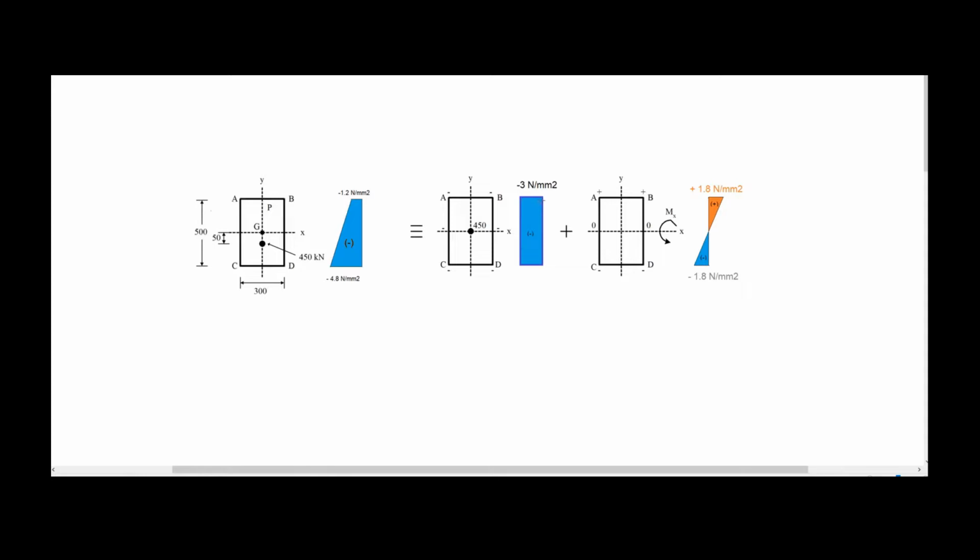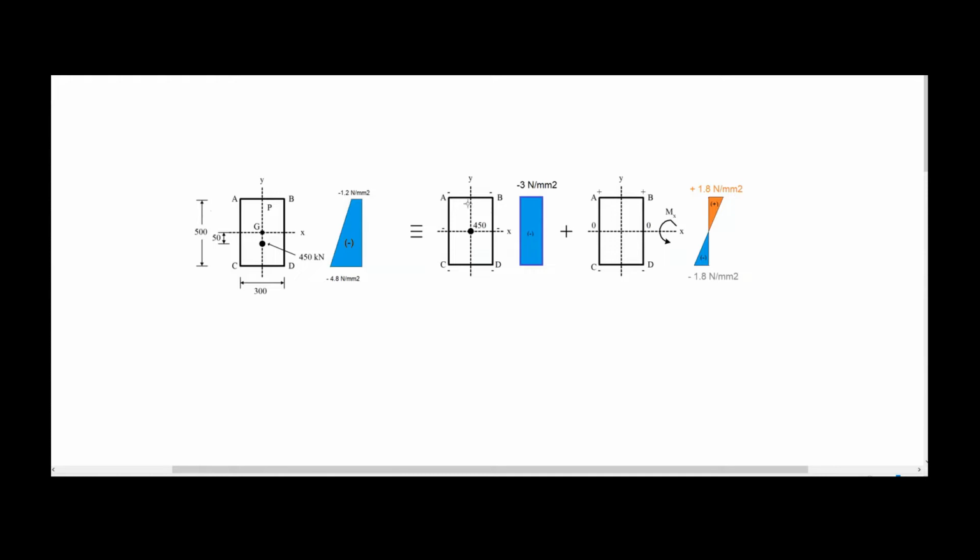You have a uniform distribution of the axial stresses equal to -3 Newton per square millimeter. And this is the linear distribution of the bending stress produced by the moment that the eccentricity and the load produce. You have compressive stresses at the bottom of the neutral axis XX, with the maximum equal to -1.8 Newton per square millimeter, and you have the maximum tensile stress on top of the neutral axis equal to 1.8 Newton per square millimeter.